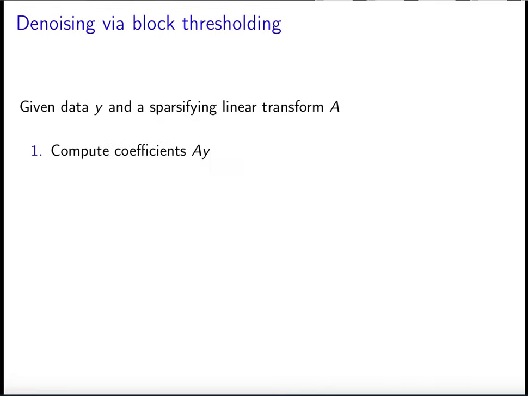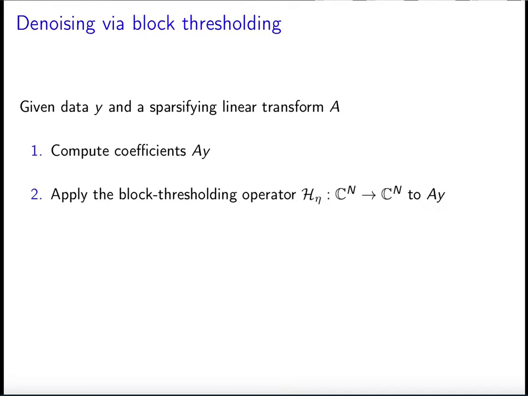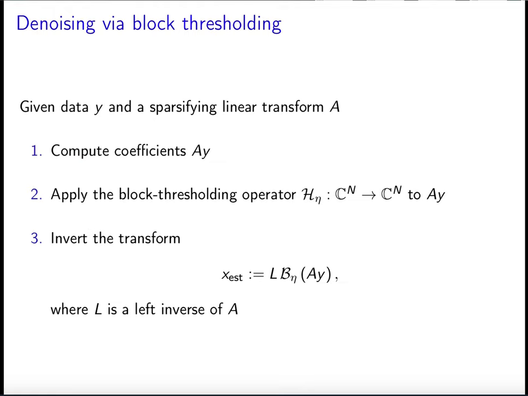Okay, so the idea is, again, super similar. Of course, we want to block threshold the coefficients, not the signal itself. So first we apply the transform. Then we apply the block thresholding operator. And then we invert the transform to obtain the denoised signal.